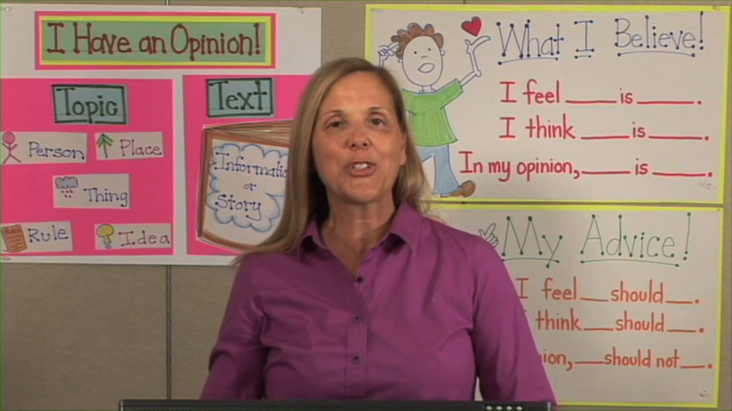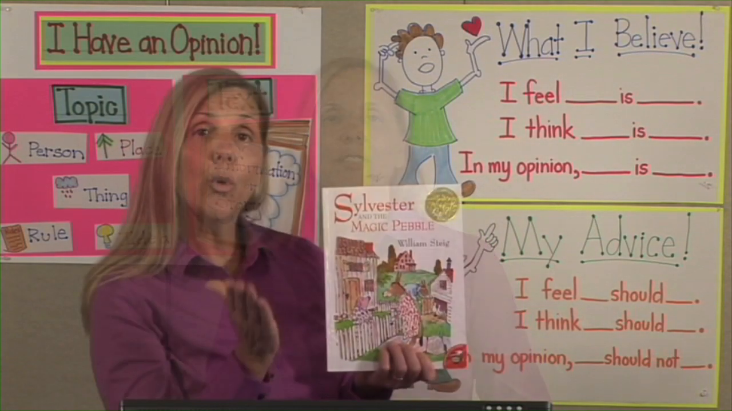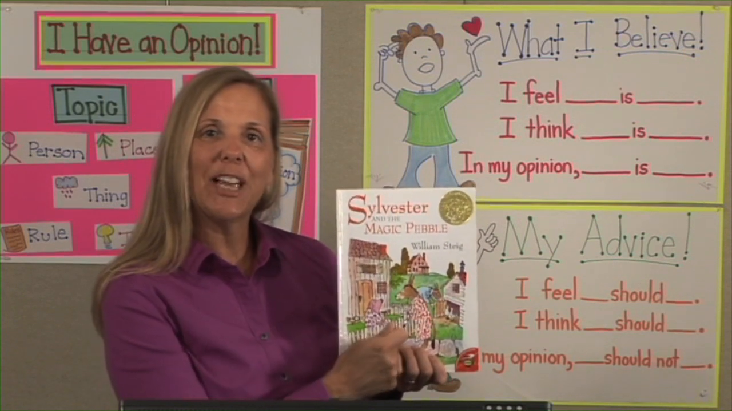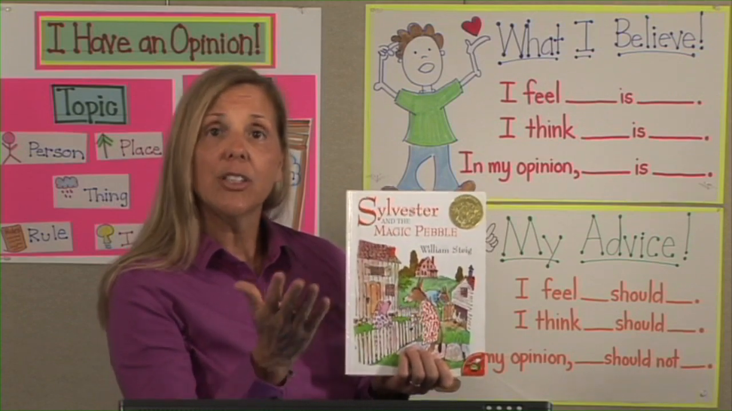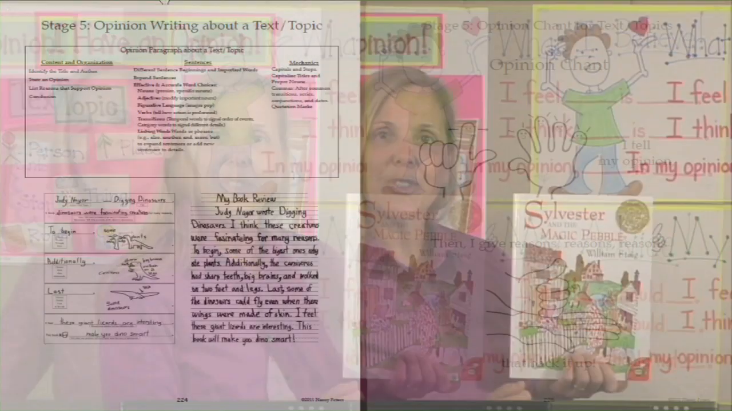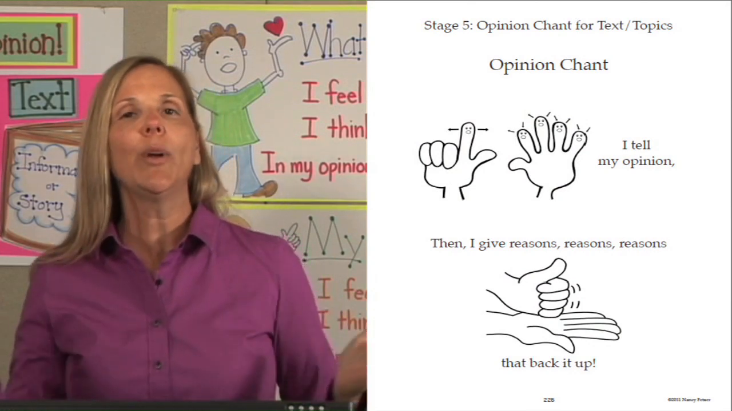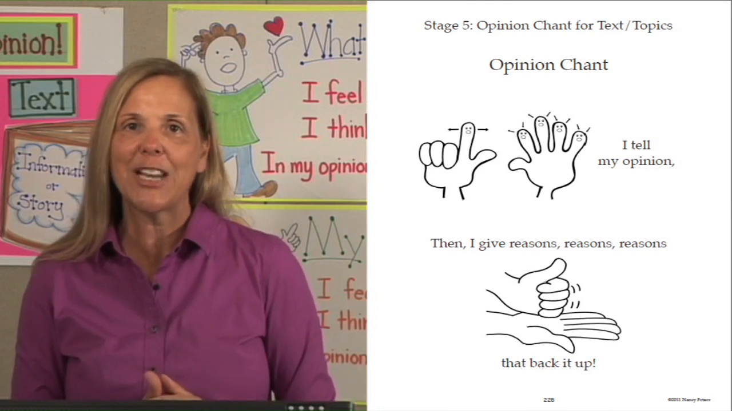Let's start our lesson for Stage 5, writing an opinion about a text. We're going to write an opinion about a story we've been reading entitled Sylvester and the Magic Pebble. Let's walk through the steps and I'll demonstrate just like I would if I were with the students. On page 225 is your chant. Boys and girls, we're going to write an opinion about the story we've been reading, Sylvester and the Magic Pebble.